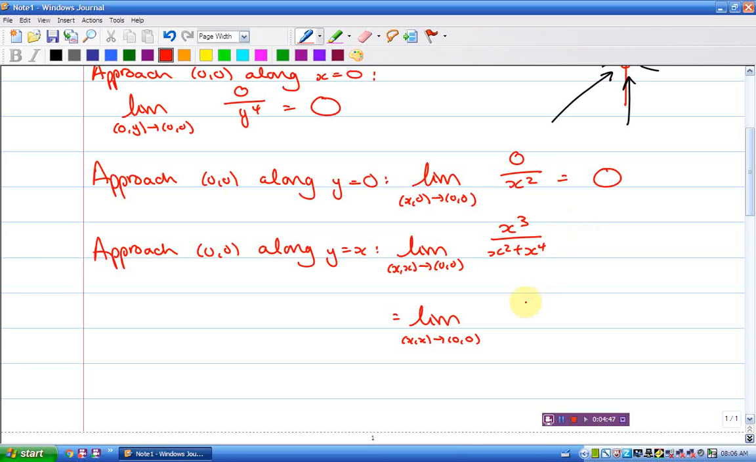So I'm going to divide top and bottom by x squared. And now if I allow x to tend to 0, my numerator tends to 0, my denominator tends to 1, and altogether that entire quotient tends to 0.